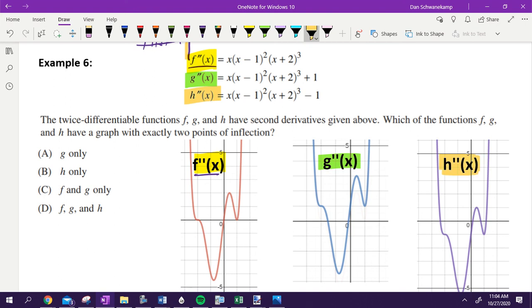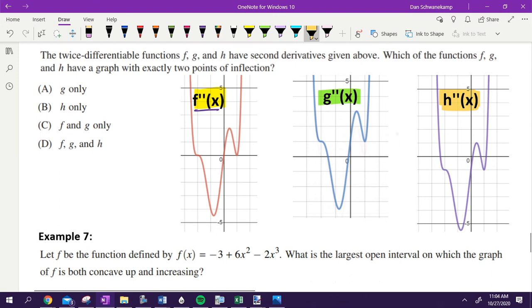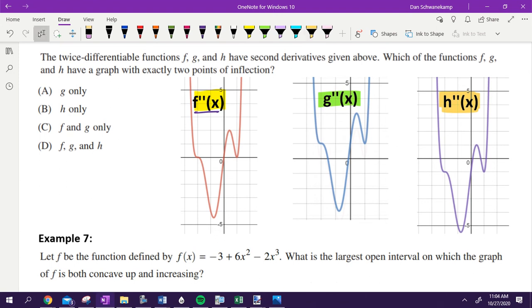The first thing you would do is graph that on your calculator. I already did it for you. I sped up the process. So I really don't even care about those equations. All of these graphs, the twice differentiable functions f, g, and h have second derivatives that are graphed. Which of the functions have exactly 2 points of inflection? Think about what these graphs are, and think about what you need for a point of inflection. Come up with an answer with your neighbor, A, B, C, or D.